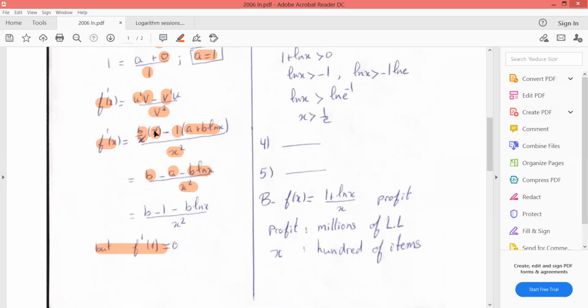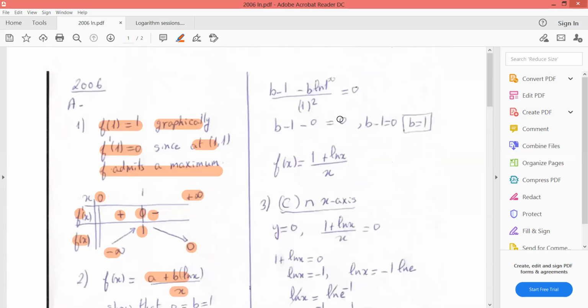It is done. Did you write this now? Or is there something you haven't written yet? We wrote it. Okay. f prime of 1 equals 0. I replace x by 1 and the answer is 0. What happens if we replace x by 1? We get b minus 1 minus b ln 1. Here b times ln 1, how much is that? 0. We get b minus 1 minus b ln 1 over 1 square equals 0.